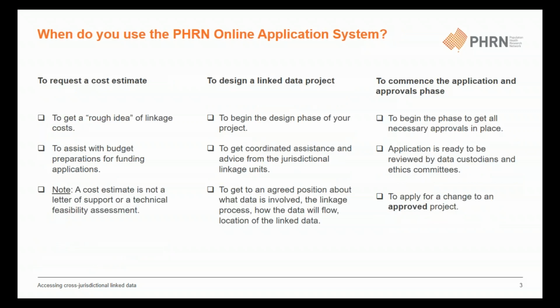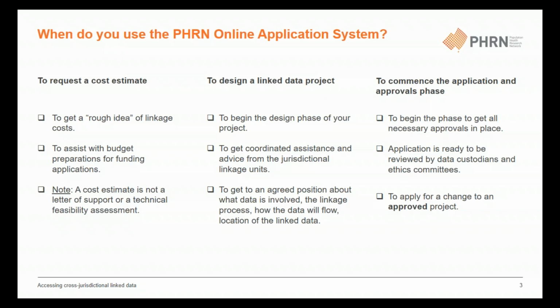So thinking about when you want to use the online application system, there's a couple of different reasons to use the online application system. The first one is to request a cost estimate. We've been getting a lot of researchers putting cost estimate requests in recently to get a rough idea of linkage costs and to assist with their budget preparations for grants and funding applications.